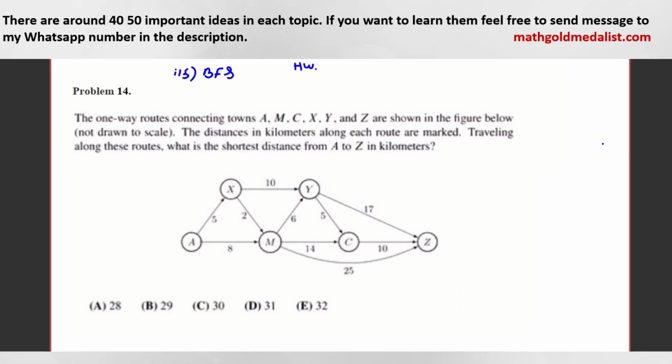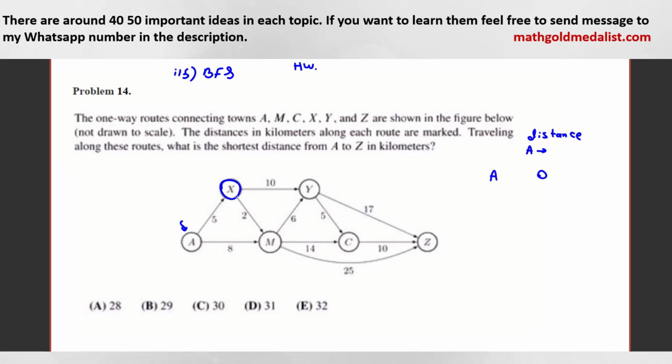When you want to solve these types of problems, you say, okay, at first we are in which vertex, or for example, which town? We are in A. And the distance from A to A is 0. Now we update one by one. So A is connected to which of them? It's directed to which of them? X and M only.